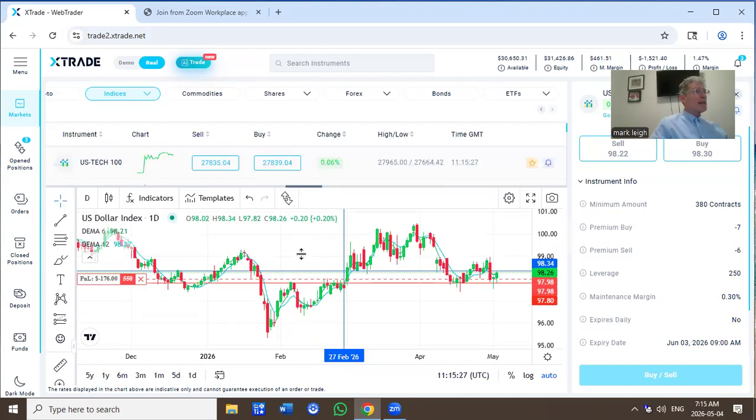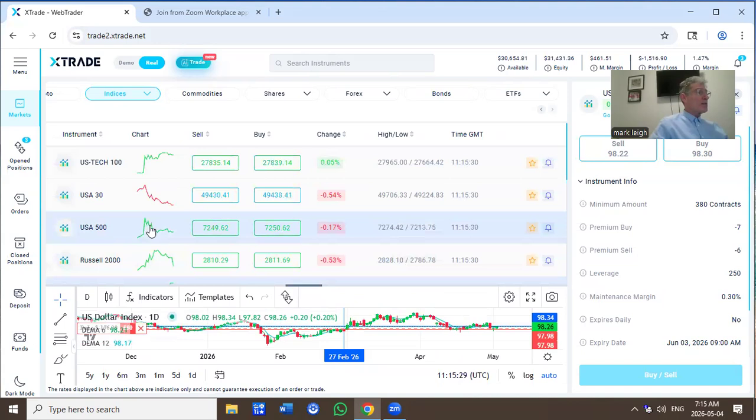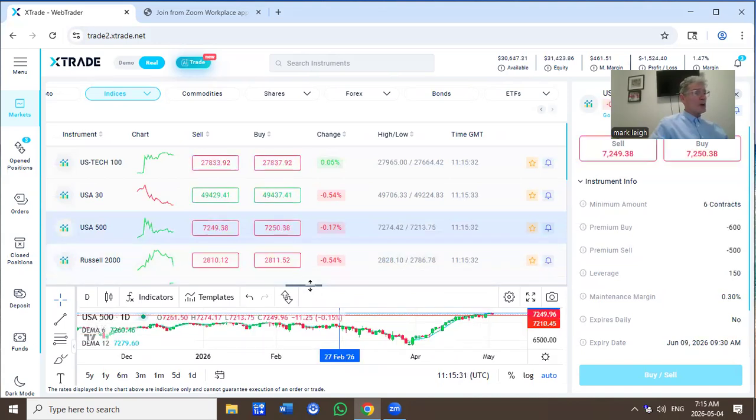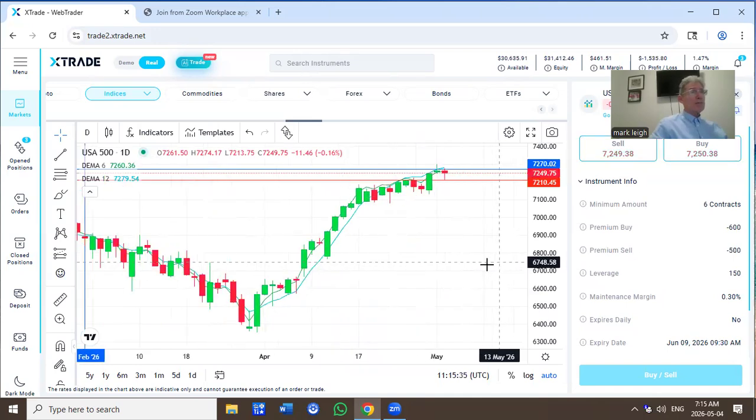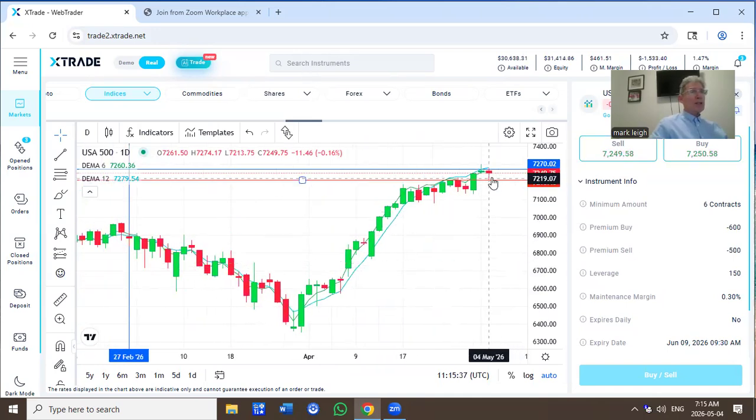Let's have a look at the S&P 500. We're looking at the futures market for now. Still a good 2 hours until Wall Street opens up. There you can see initially a sell-off in the futures market, support at 7,210, but there has been a fight back.